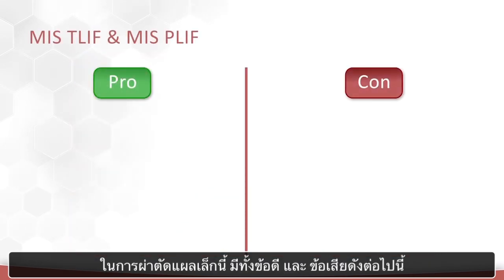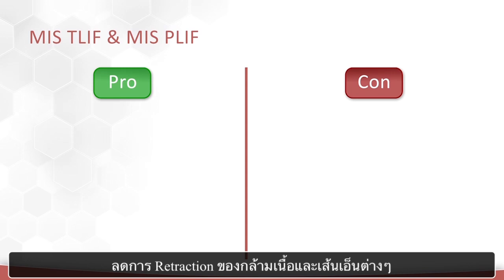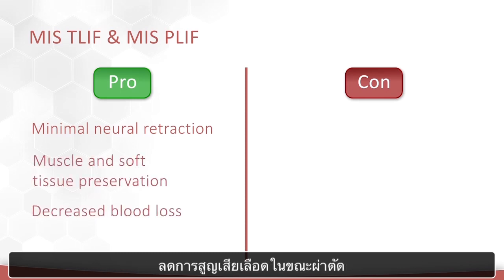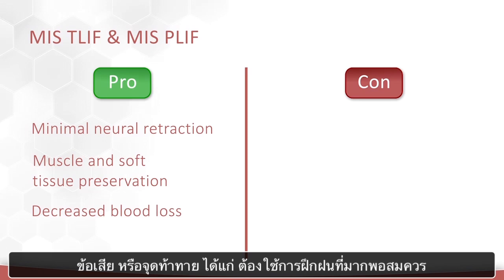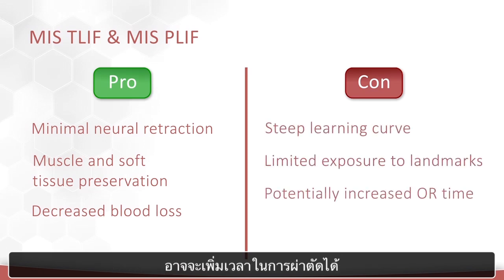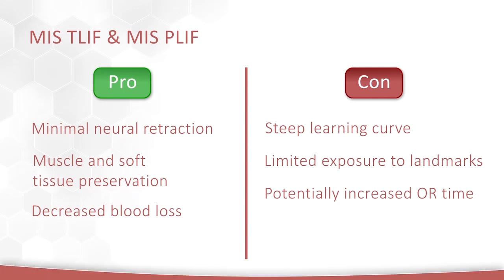As with any procedure, there are pros and cons. A few of the positives of MIS TLIF and PLIF procedures include minimal neural retraction, muscle and soft tissue preservation, and decreased blood loss. Challenges include a steeper learning curve, limited exposure to landmarks, and potentially increased OR times.